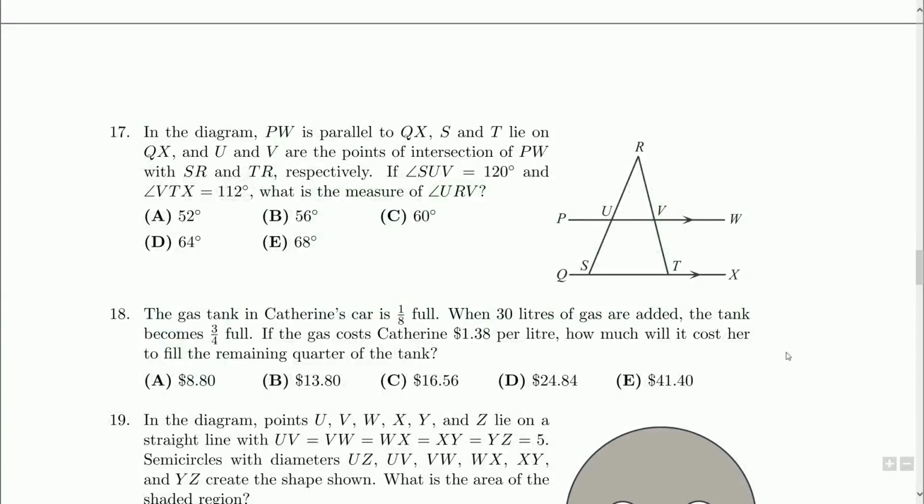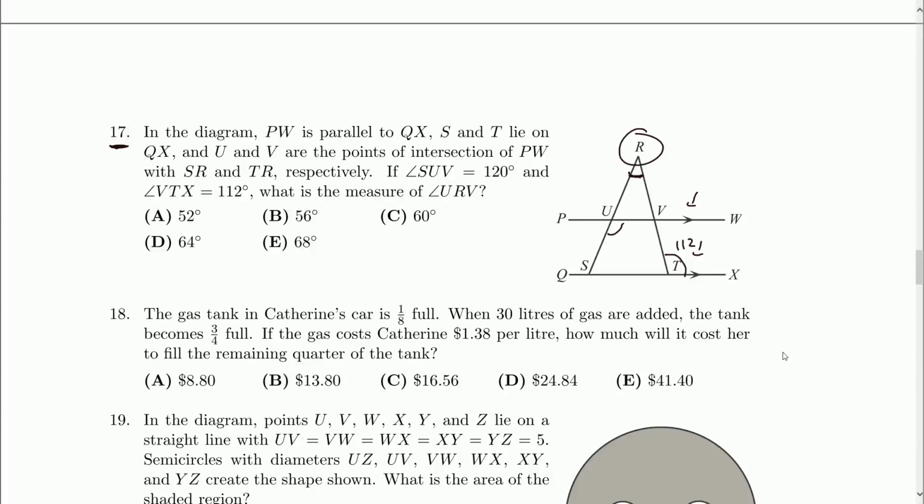We're still looking at our 2010 Pascal paper, and we are up to question 17. In the diagram, PW is parallel to QX, that's what these little arrows here mean. S and T lie on QX, U and V are points of intersection of PW with SR and TR, and so R is just some sort of point up here. If SUV is 120 degrees, and VTX is 112 degrees, what is the measure of URV, this angle up here?